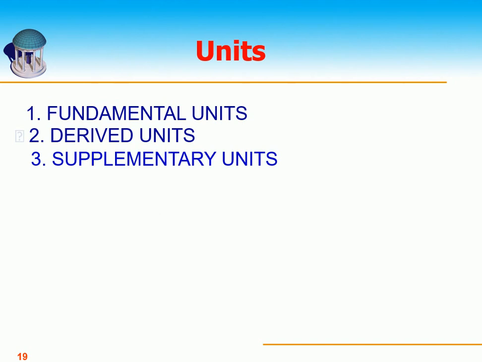Of course, in science, everything is measurable, and there must be standards through which we can measure. So units are the things in which we measure different quantities. How these units are described: there are fundamental units, derived units, and supplementary units.